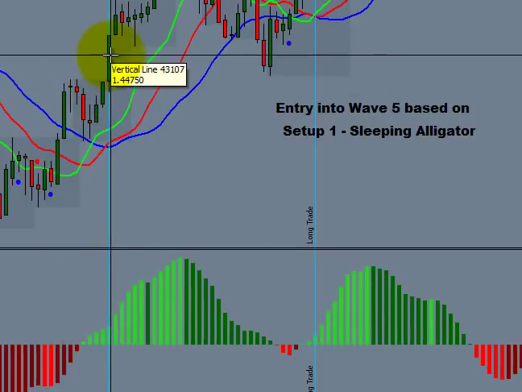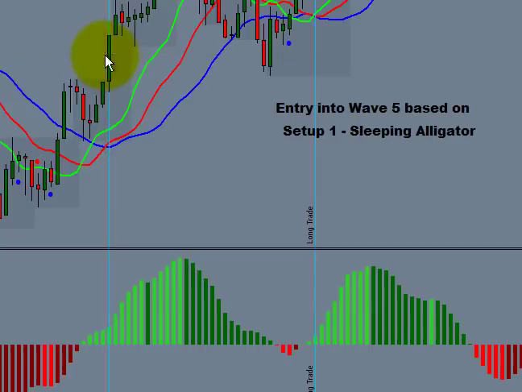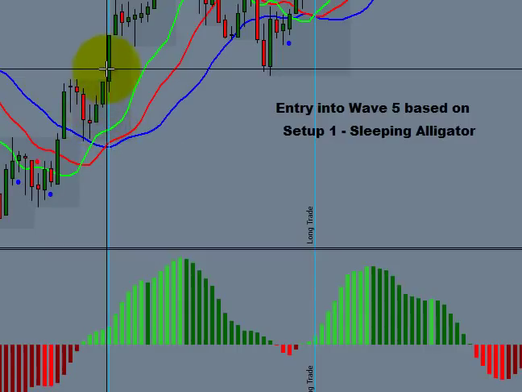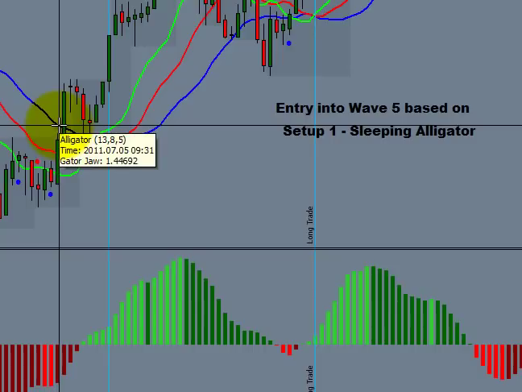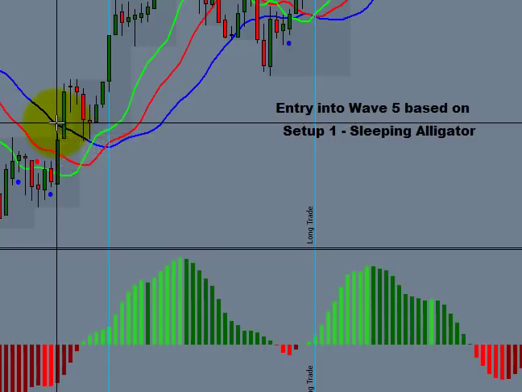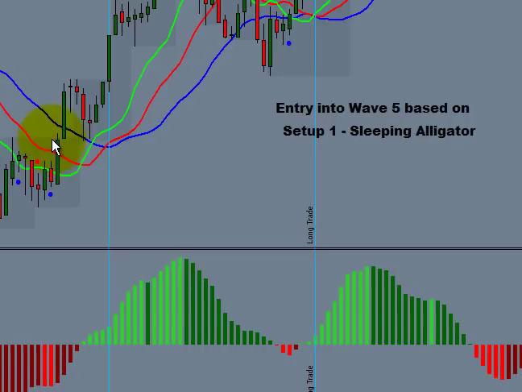Around here when we enter, we assume this was 1 and 2, but we make an entry around here. If we were to enter here, rules will not be there. We will not be trading according to rules. Now there is a way of trading this. This is an aggressive setup, but I'm not going to discuss it in this video.